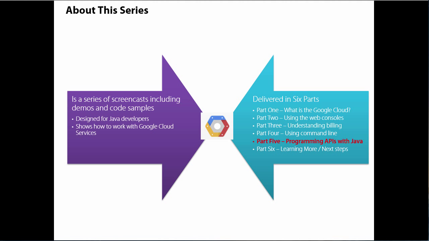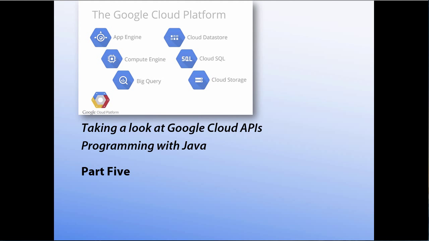This one, of course, is going to have a lot of code samples, so these will be up on GitHub, and I'll overlay the URL to GitHub so you can get them there, and the code samples will be in Java. So we're going to go ahead and get started taking a look at a couple of the Google Cloud APIs programming with Java.